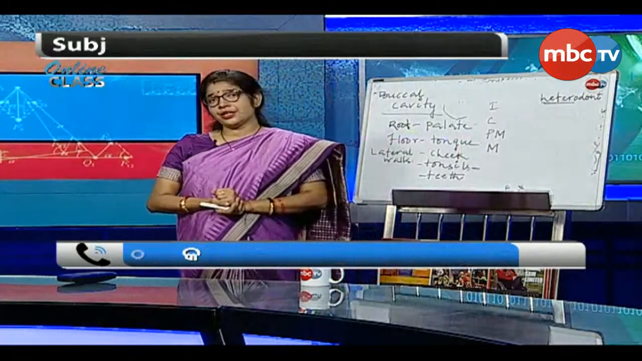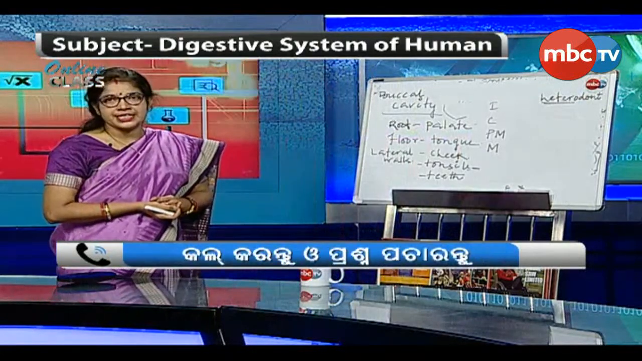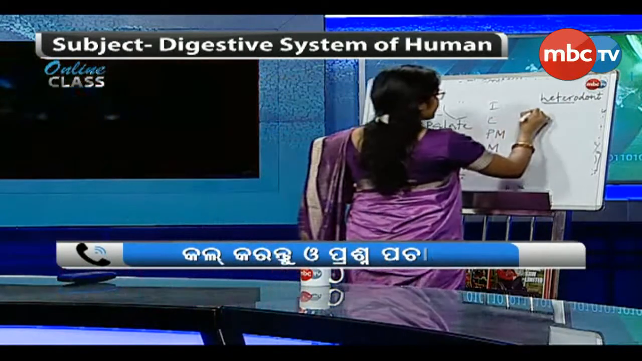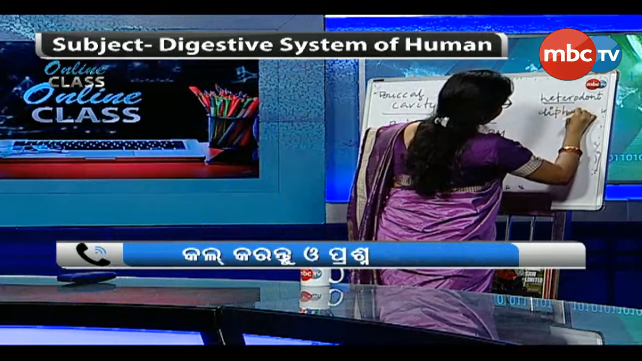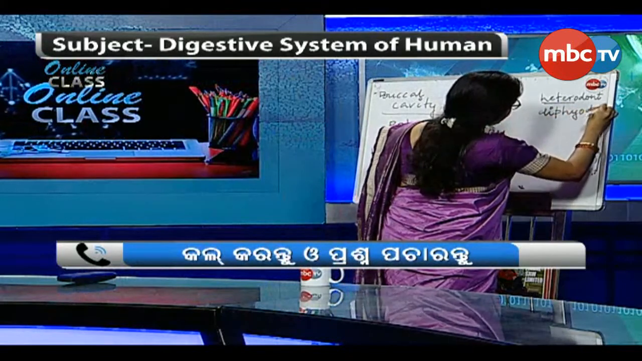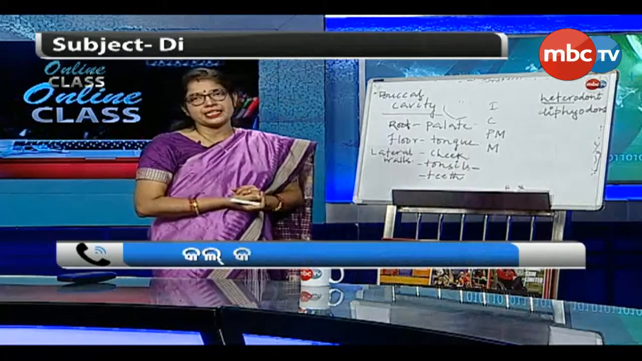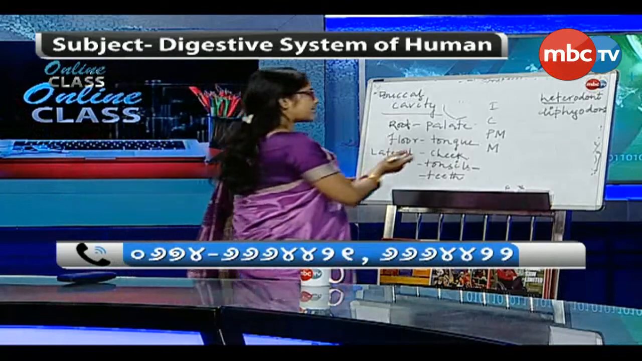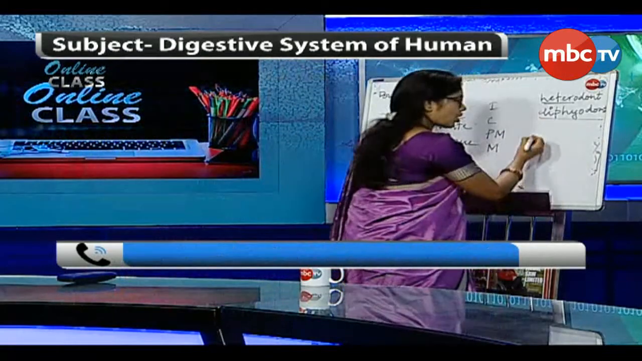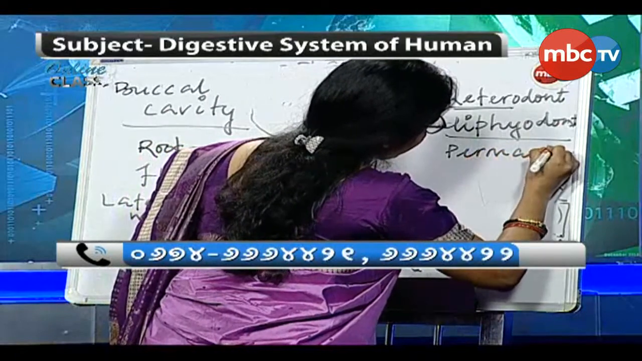If we consider the origin, how many times the teeth are being originated? According to that basis, the human teeth are diphyodont. Diphyodont means two sets of teeth are replaced during the lifespan of the human. As that is diphyodont, some are permanent and some are temporary.